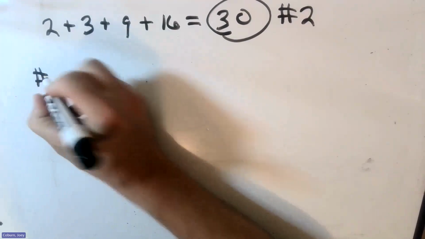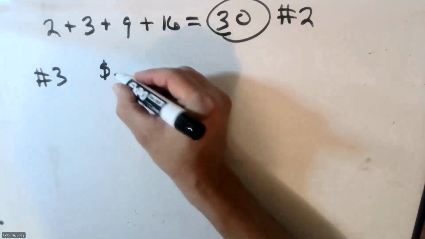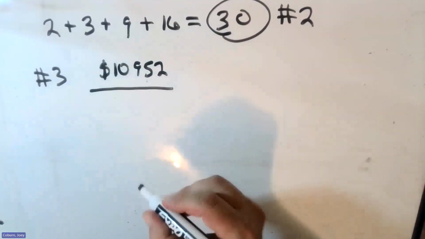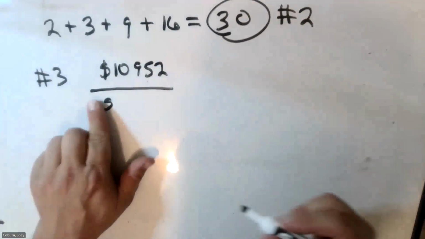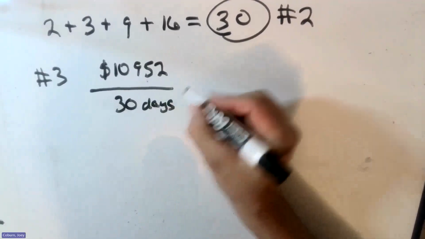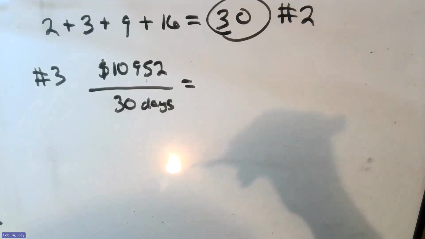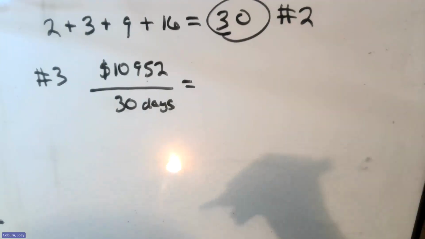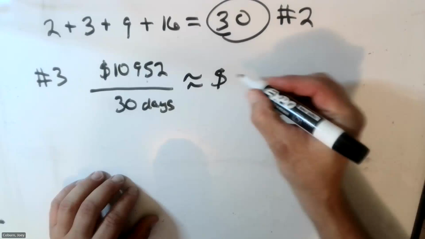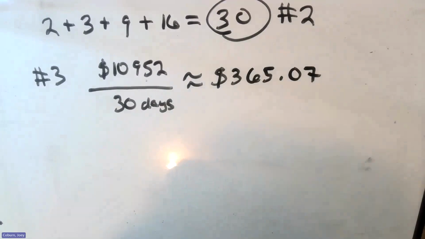For step number 3, we'll take the sum from step 1, which was 10,952, and divide by the number of days. It's not going to be a dollar amount, it's the number of days. And this will give us the average balance per day, or the average daily balance, or the ADB. And when we do that division, rounding to the nearest cent, we get $365.07.